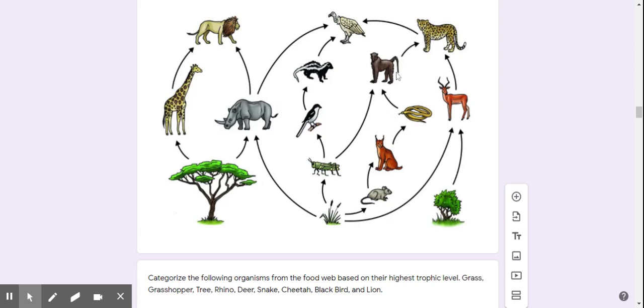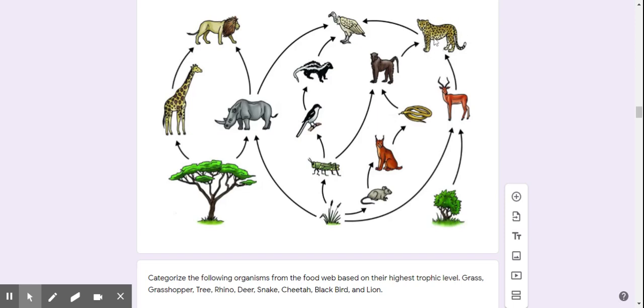It's got another path. So we can also go from grass right here to grasshopper. Grasshopper's primary, all the way to the baboon. The baboon is secondary. And if the cheetah eats the baboon, that makes the cheetah a tertiary consumer. But wait, there's another path to get to the cheetah still. We can go from the grass to the rat. The rat's a primary. The bobcat is a secondary. The snake is a tertiary. The baboon would be a quaternary. And then the cheetah would be considered a fifth level consumer at this point. That would be the highest level that it can get to.